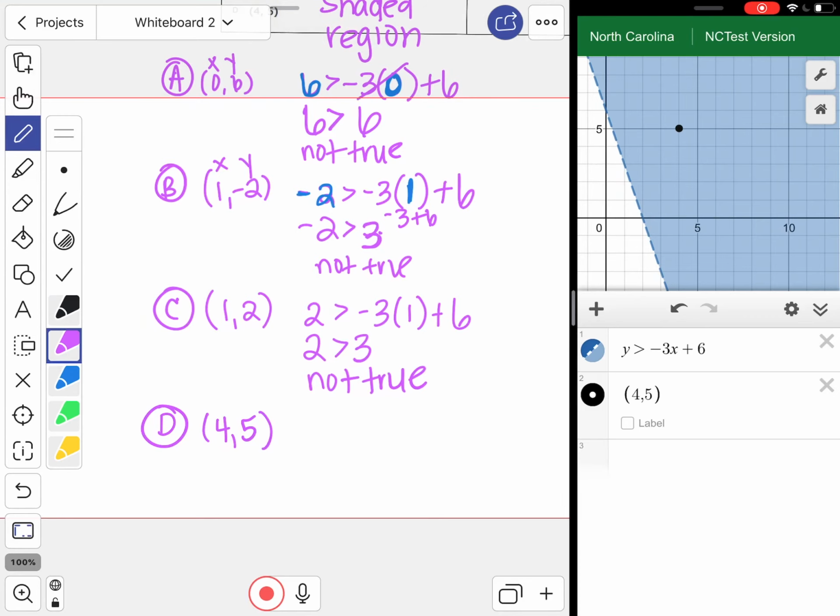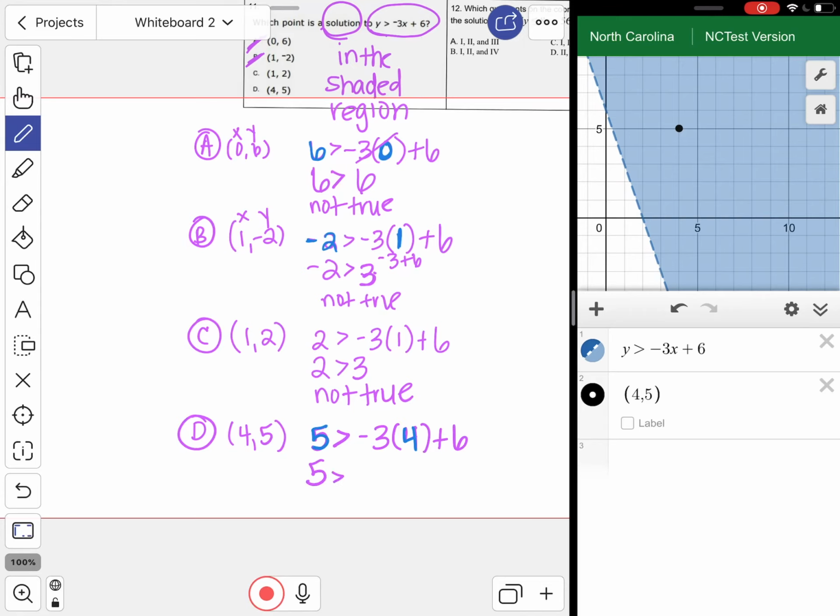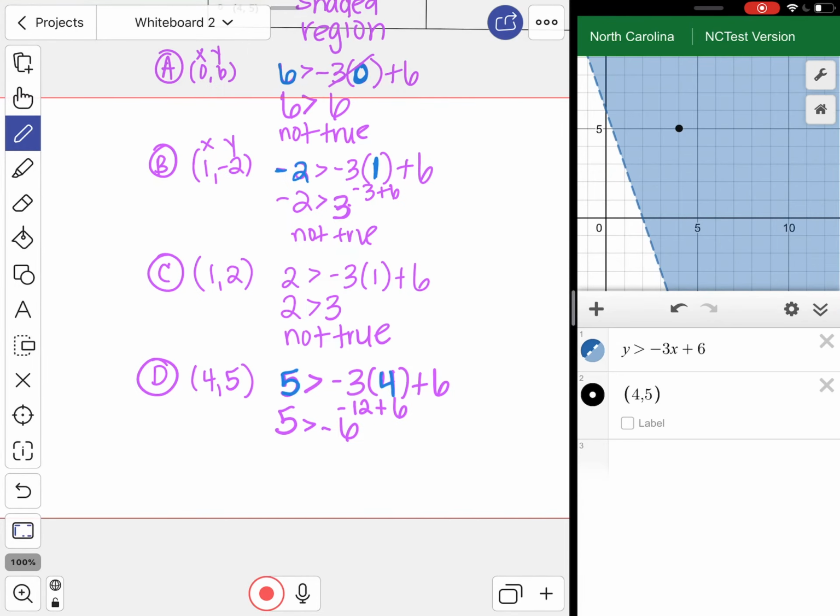All right, so with 4, 5, I have that 5 is greater than negative 3 times 4 plus 6. All right, again, I plugged in 5 as my y value, 4 is my x value. So is 5 greater than, so negative 3 times 4 is going to be negative 12 plus 6, so that's going to give me negative 6. 5 is greater than negative 6. This is a true statement, which is why it's in the shaded region.